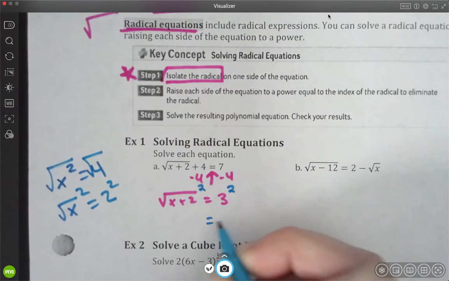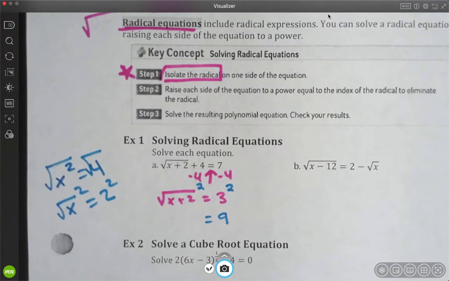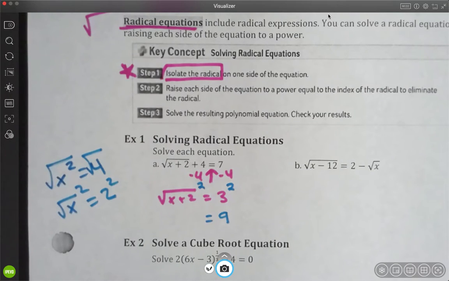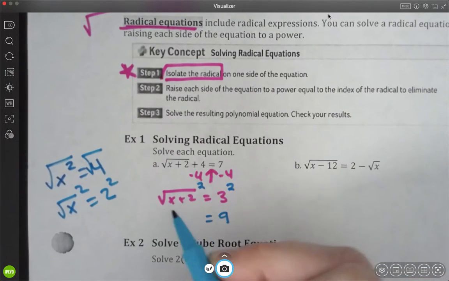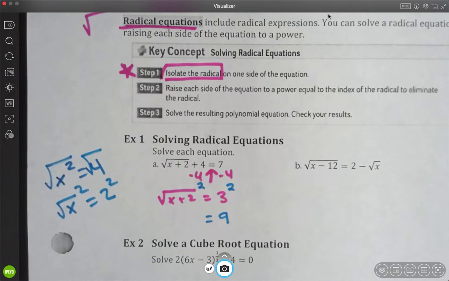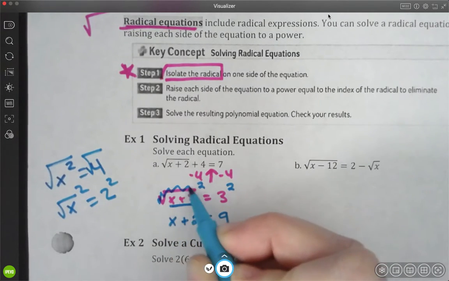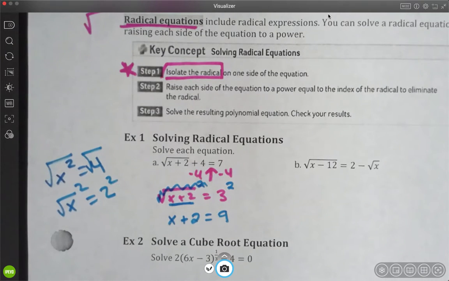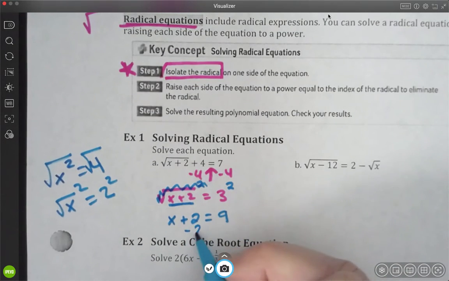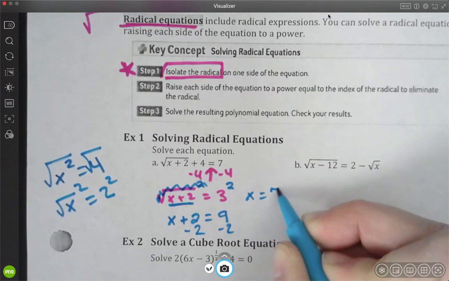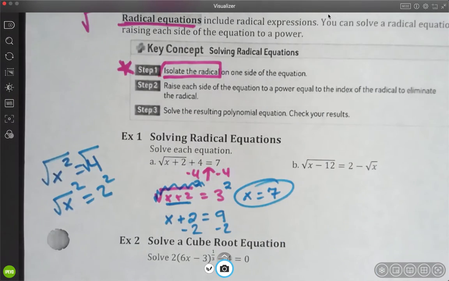So on the right side, I have 9, right? 3 squared is 9. It's not 6. 3 squared means 3 times 3, 9. And what is on the left side? Just x plus 2. The square root and the square just go away, x plus 2. Then, minus 2, x equals 7. Beautiful. Easy enough? Very, very most important step, though. You've got to isolate the radicals, get everything to the other side that is not already attached to them.